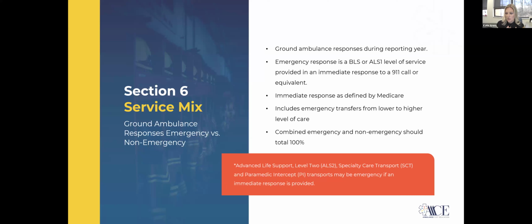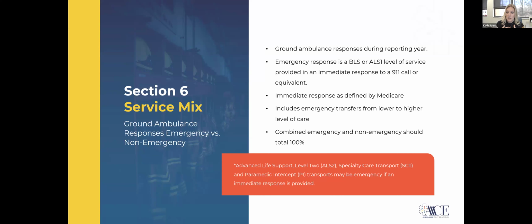SCT and specialty care transports can count as an emergency. So if you had to respond right away or you have a protocol that for interfacility transfers that require you to respond as an urgent, you can count those also as ALS2 or SCT. So this is percentage, so they're just specifically looking for is 50% of your volume emergency and 50% is not.